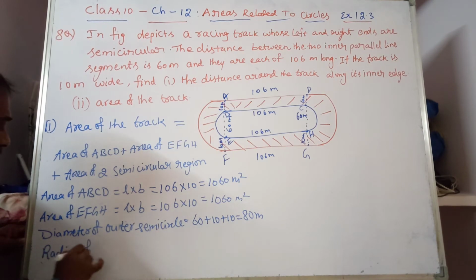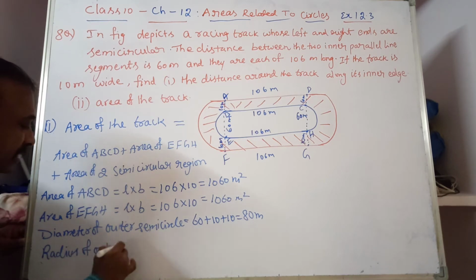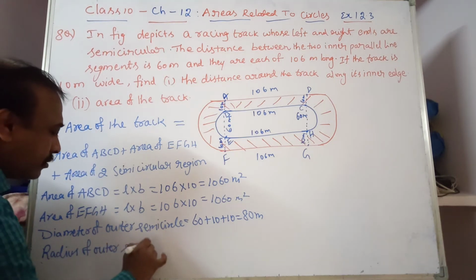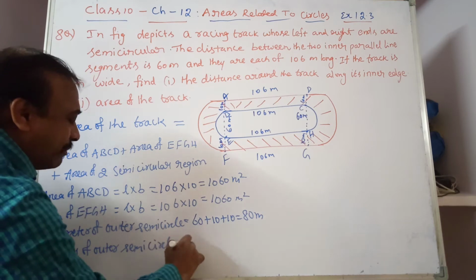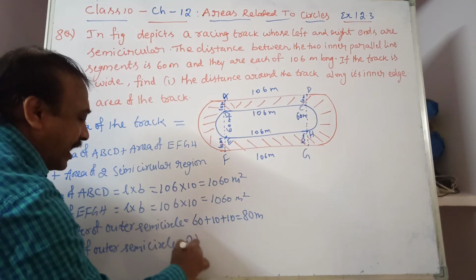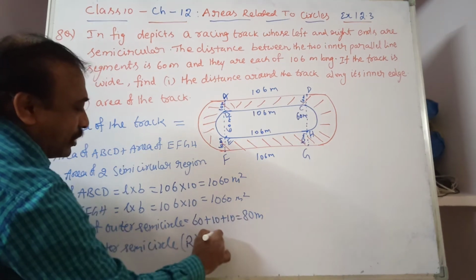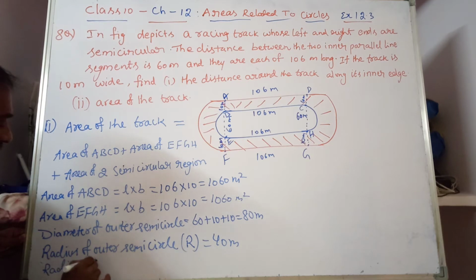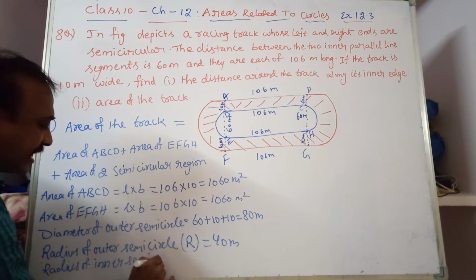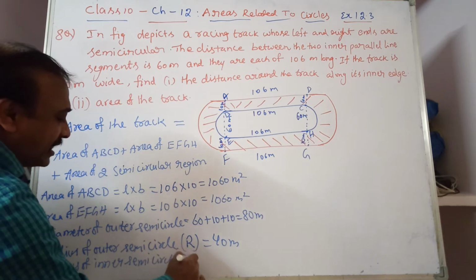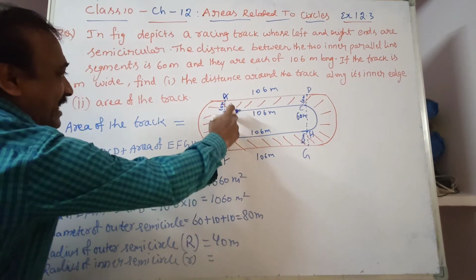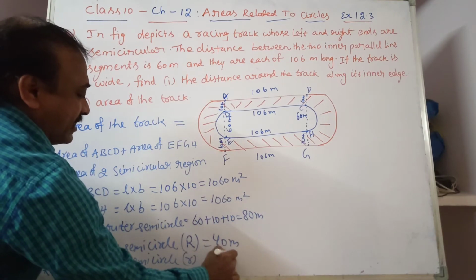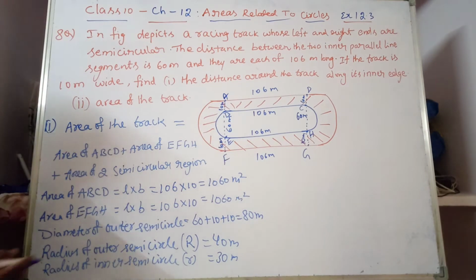Radius of outer semicircle, we denote with capital R, which is equal to 80 by 2, which gives you 40 meters. Radius of inner semicircle, which is small r, is equal to 60, which is the diameter, so 60 divided by 2 is 30 meters.